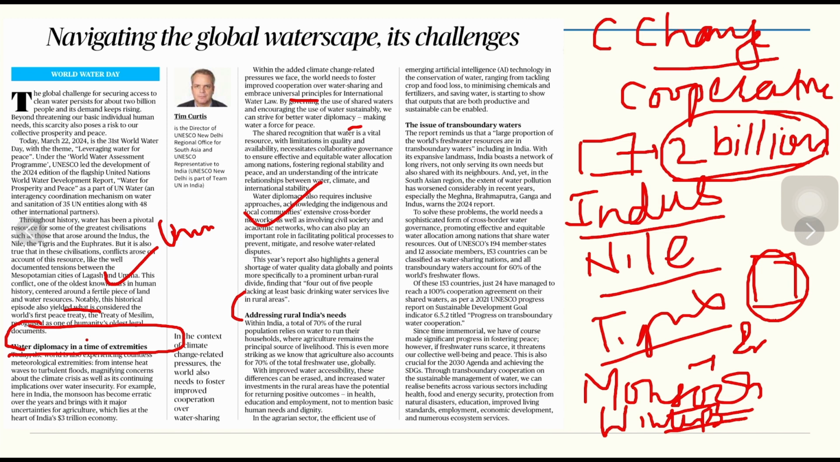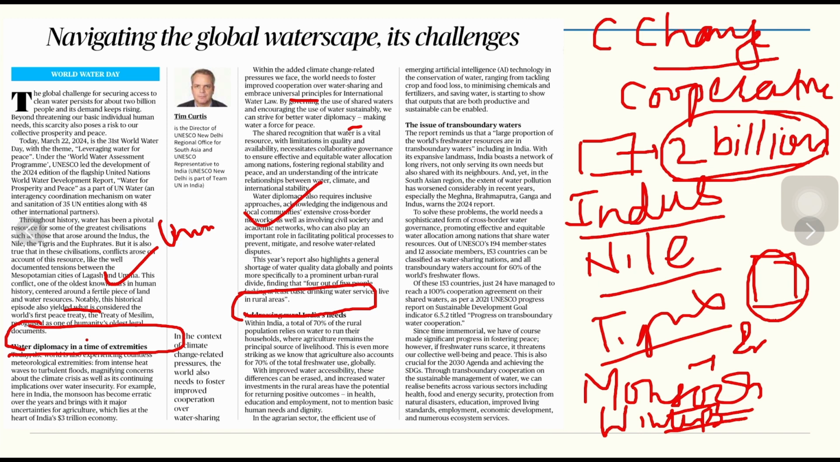Addressing rural India's needs. Now comes the main point about India's rural needs. Within India, a total of 70% of the rural population relies on water to run their households, and agriculture is the primary source of livelihood. This is even more striking because agriculture accounts for close to 70% of total global water use, and that also provides a lot of employment to people. With improved water accessibility, these differences can be erased, and increased water investments in rural areas will have the potential to return good outcomes in health, education, and employment, plus human dignity and gender support.